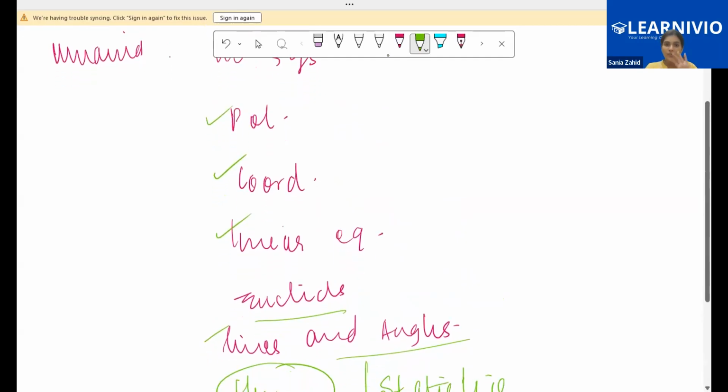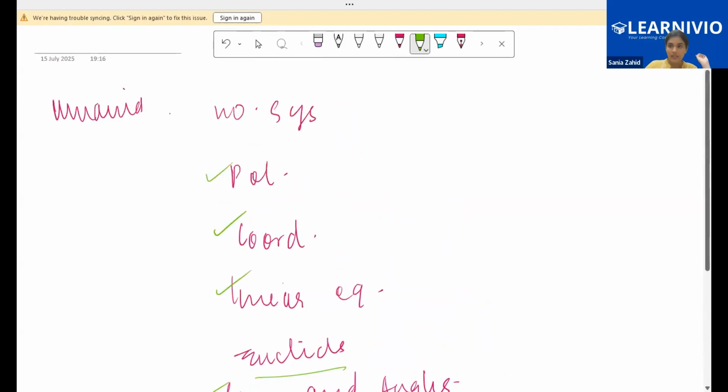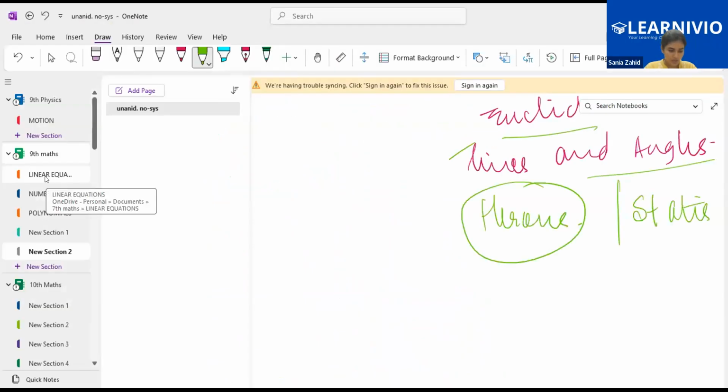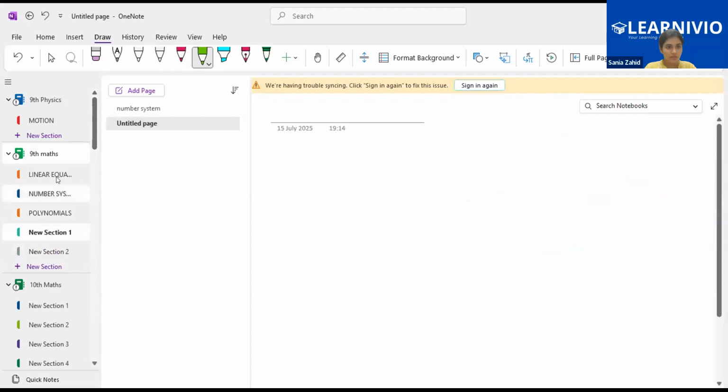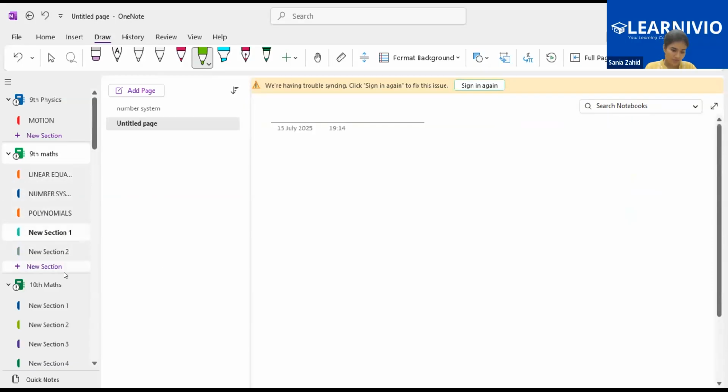Okay, so children, overall, these are the chapters that have been completed. Basically, first 6 chapters, and then Heron's and statistics have been done as well. Fine. So 1 minute. We have done linear equations. We've done number system. We've done polynomials. Right. So these are linear equations, number system, polynomials. We've done. Okay, so children, we have completed 3 chapters.